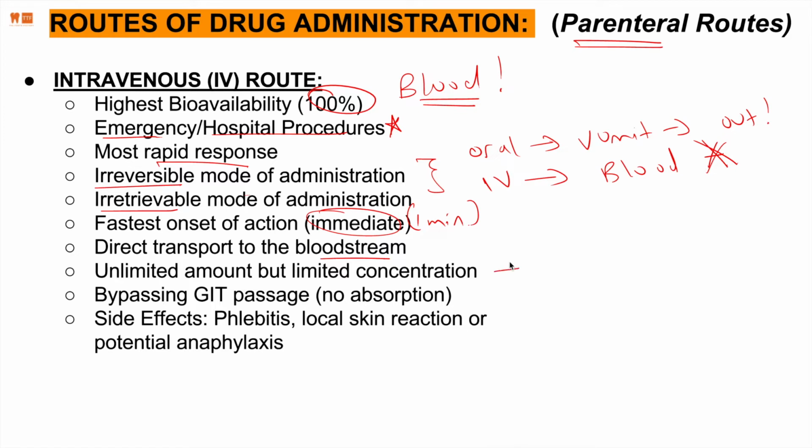What does that mean? You can put even a liter of drug into the body. However, it's the concentration that determines the effect. So we must be limited by concentration, not limited by volume. It bypasses the GI route. Therefore, it has no absorption. So in the ADME, there is no A. It's only DME. Side effects such as phlebitis, that's the inflammation of the veins when you inject, local skin irritation, and potential anaphylaxis.